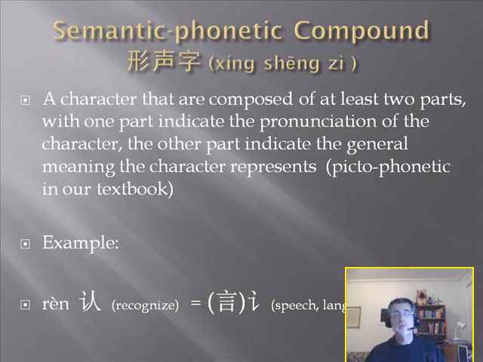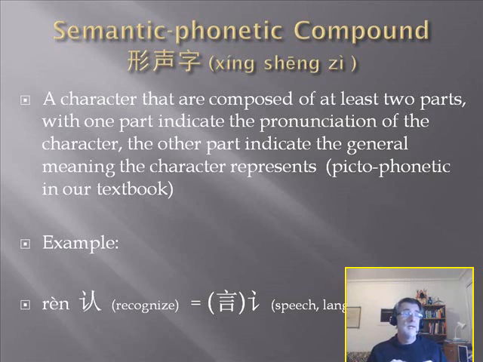And then the final one, this is the one that we're about to talk about, the semantic phonetic compound, is called 形声字. The 形 is, I guess, the semantic side of it. It means shape, but it also means that's the semantic part of it. 声, sheng, is the word for sound. So that's the phonetic part.